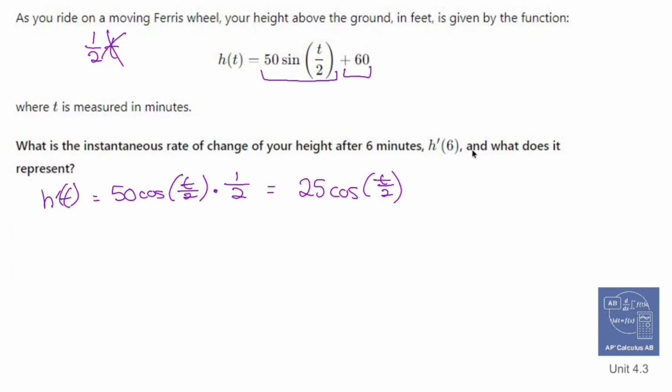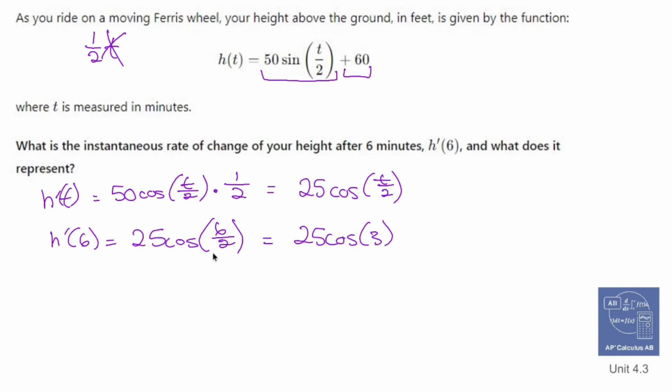Now, finding h prime of 6 means I'm going to have 25 cos of 6 over 2, which simplifies to 25 cos 3. Really, this should have been a calculator problem, and I didn't include a calculator here. Maybe when I created this, I should have included a pi. That would make life a lot easier. But this is just going to be some number, and I have no idea what that number is.